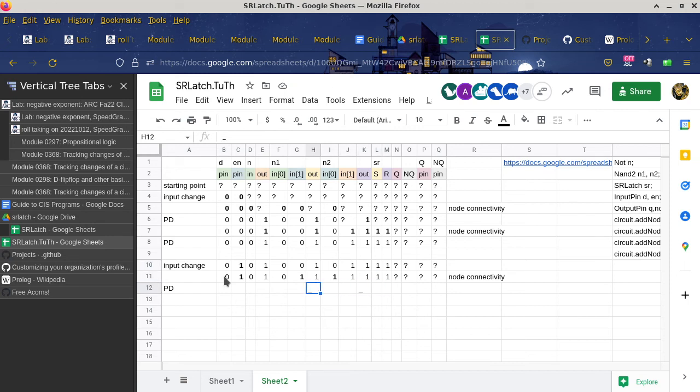So we only have 2 output pins that we need to figure out at this point. From the perspective of N1, one input is a 0, the other input is a 1. 0 NAND 1 is a 1.